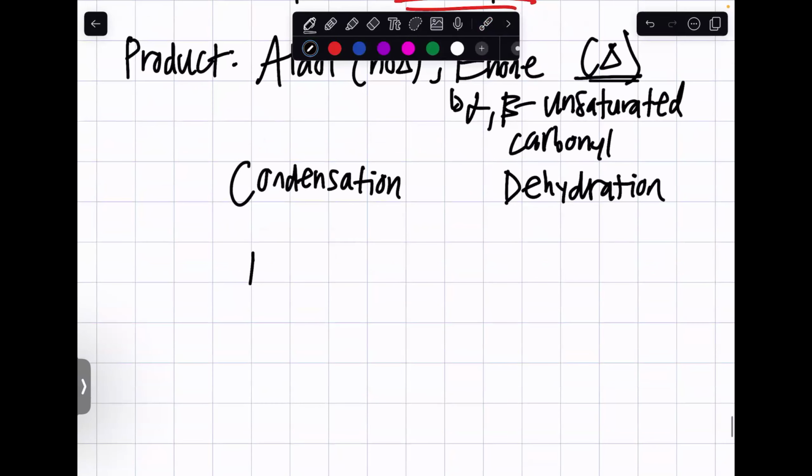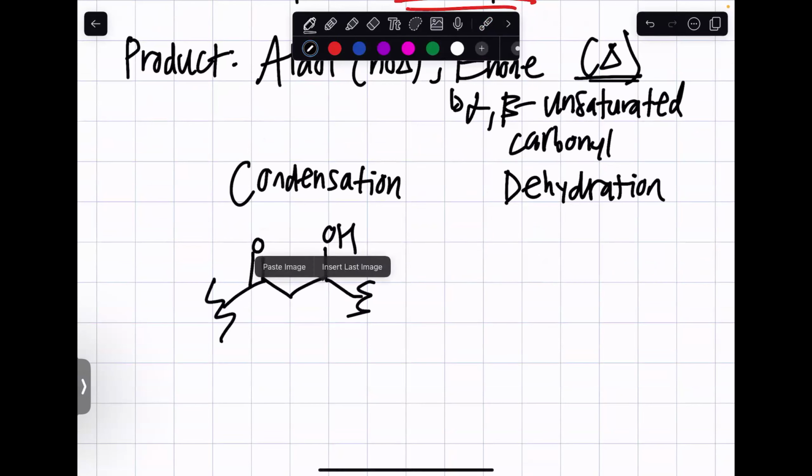Right. Because an aldol is going to be something like this, where we have an alcohol that is beta to the carbonyl, because this is the alpha carbon and that's the beta carbon.